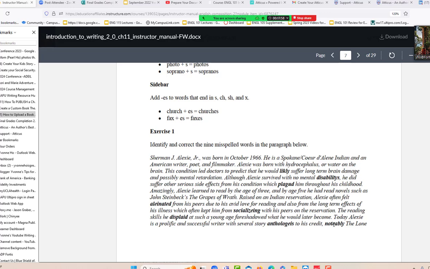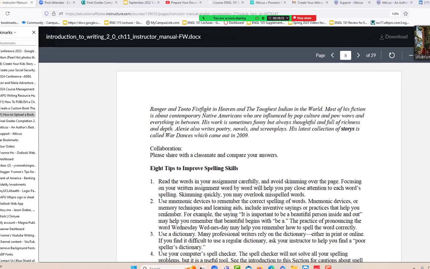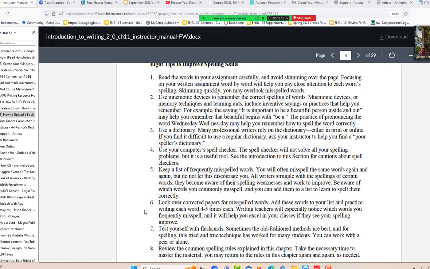Notably, okay, we don't have an E over there. Notably. So the Lone Ranger and Tonto, and there's no more O. Stories, S-T-O, so when you have a Y, it becomes an I when it becomes plural. So I-E-S.